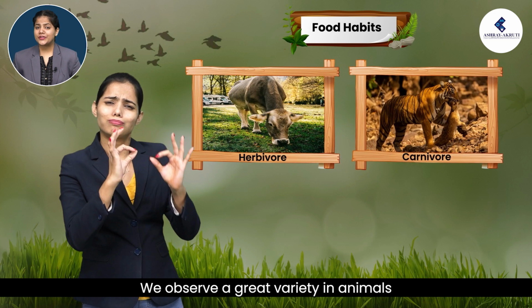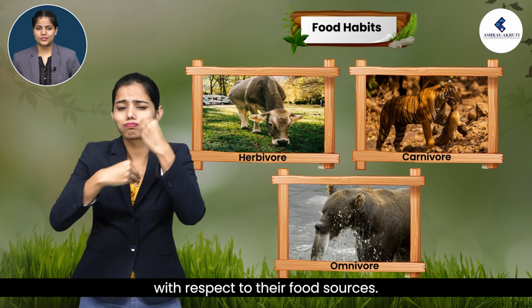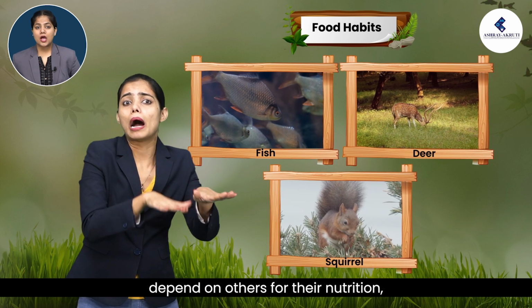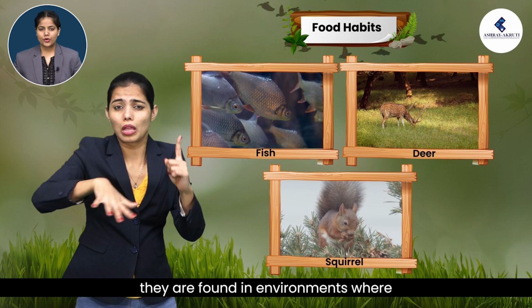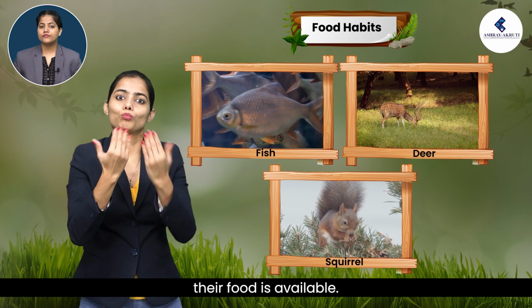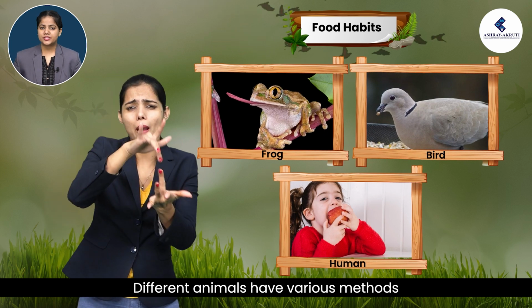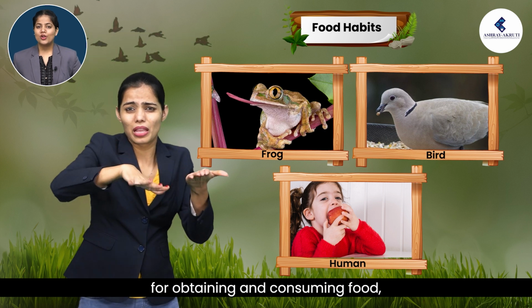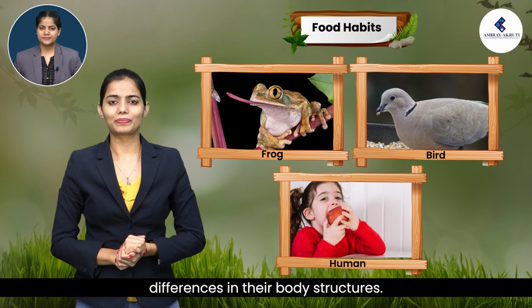We observe a great variety in animals with respect to their food sources. Since animals depend on others for their nutrition, they are found in environments where their food is available. Different animals have various methods for obtaining and consuming food, which also leads to differences in their body structures.